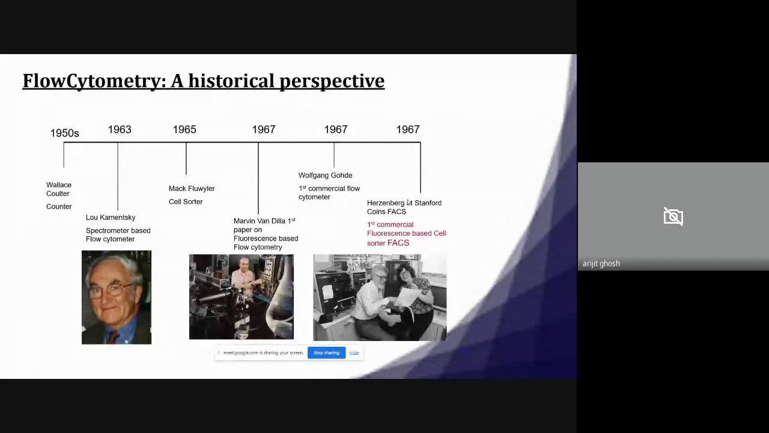Flow cytometry. First, in 1950, the first prototype of a flow cytometer, which was not actually a flow cytometer but basically a cell counter, was introduced by Wallace Coulter. And finally, in 1967, Heisenberg first introduced the commercial flow cytometer to us.